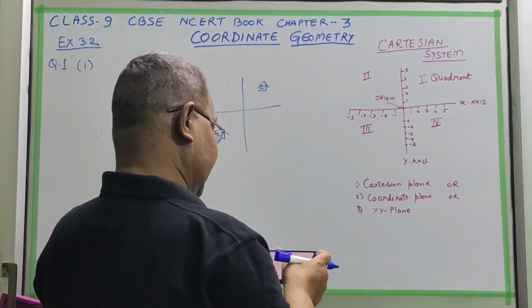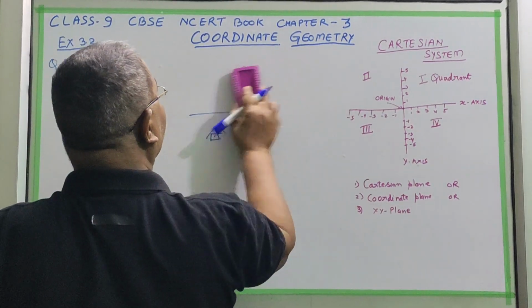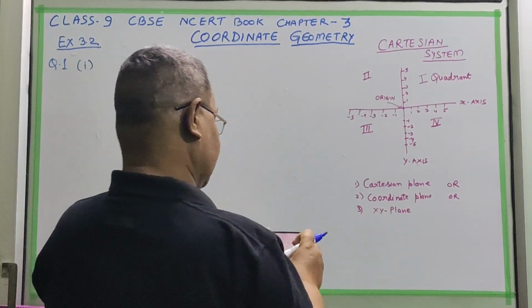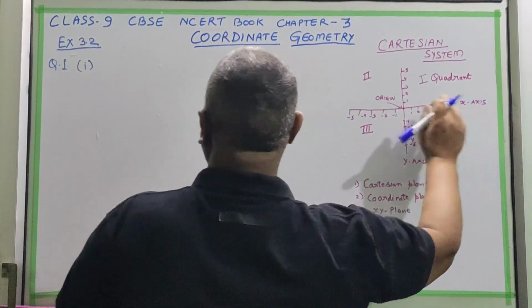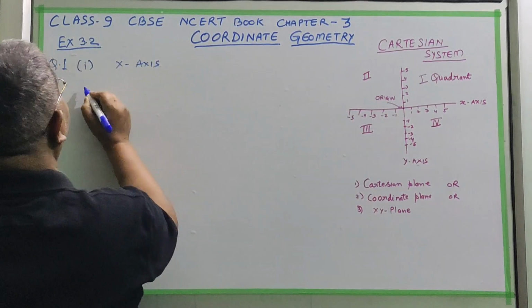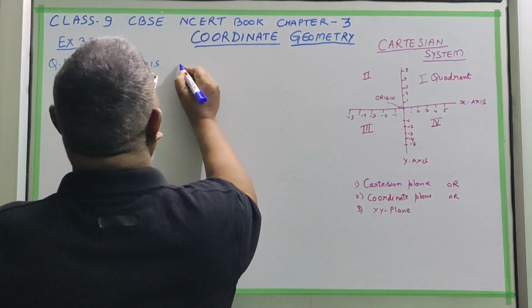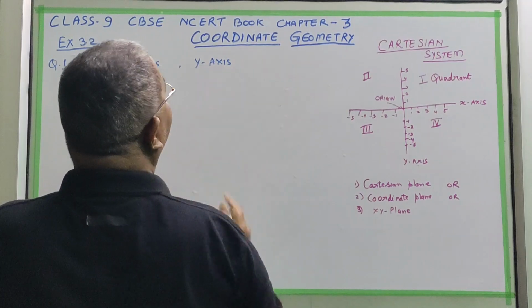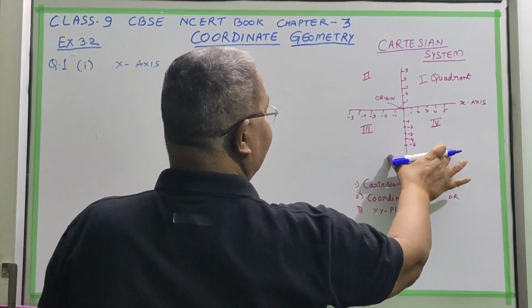Your question is about the horizontal line. The name of the horizontal line is the x-axis. Second, what is the vertical one? The vertical is the y-axis. He has given the names y-axis and x-axis. And this is known as the Cartesian plane.